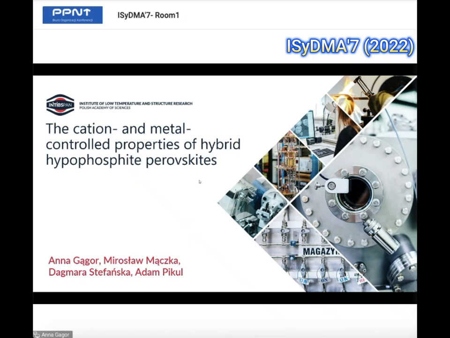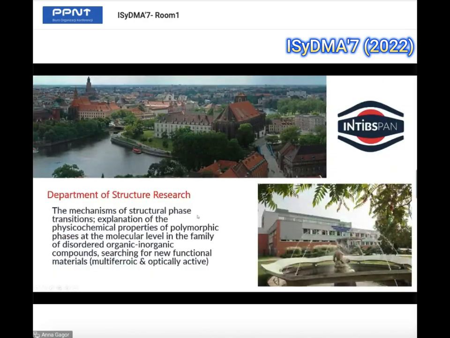So I will talk to you from Wrocław, where I work in the Institute of Low Temperature and Structural Research, in the Department of Structural Research. Here, by using conventional X-ray diffraction, I study mainly organic and inorganic compounds which have a disordered nature, and I investigate phase transitions and study structure-property relations, searching for new functional materials like multiferroics or optically active ones.